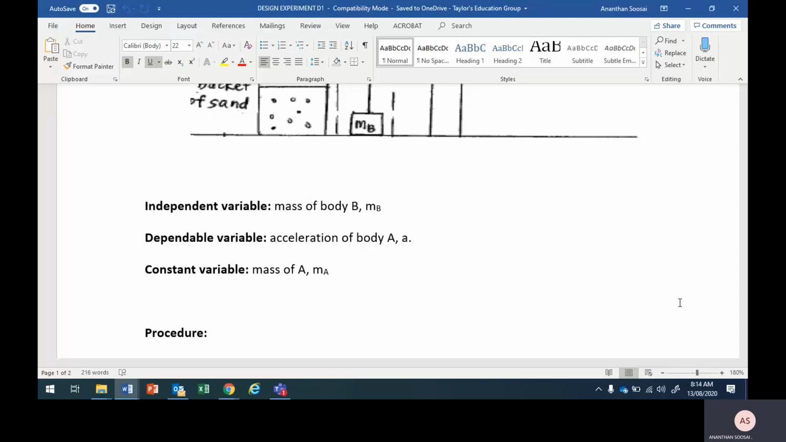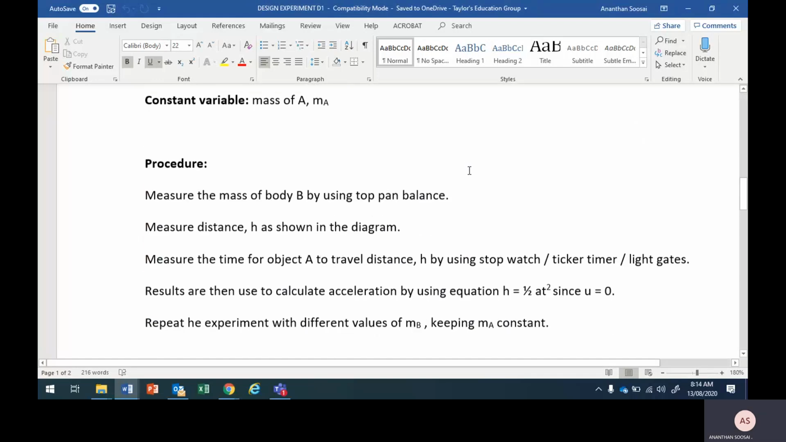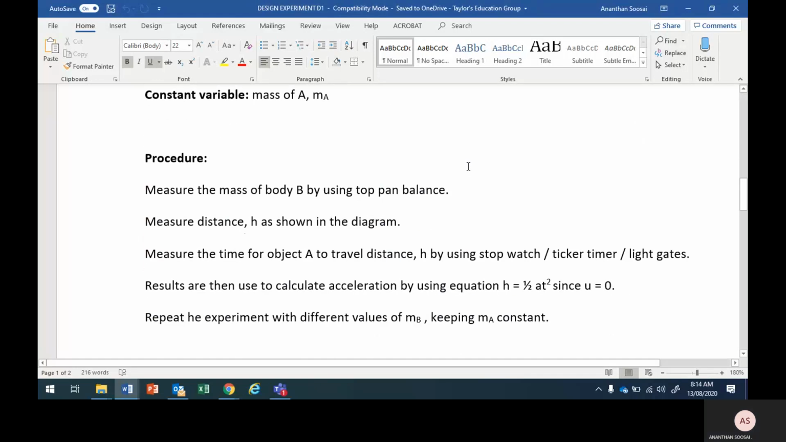Okay. Procedure: focus on what? Focus on how you measure the independent and dependent variables. How do you keep the variable constant? What instrument do you use? What formula do you use? That's what you get marked on. Okay, this is one example of a procedure. This is not in point form. You write in point form 1, 2, 3. Putting numbers is better.